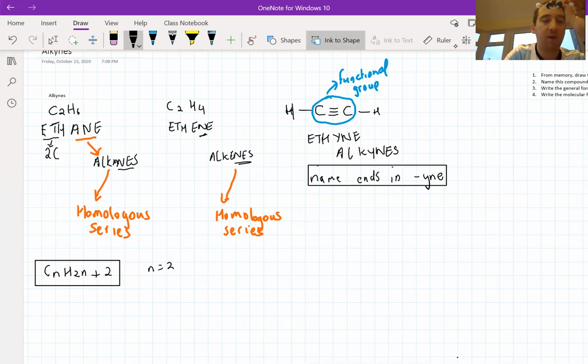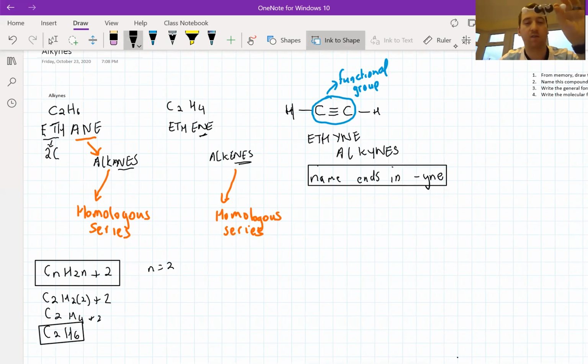So if we let N be 2, well, then this is C2 and it's H2 times 2 plus 2. That's going to give me C2H4 plus 2. And that gives me the overall formula, C2H6. So that was how I would work out the formula for an alkane with 2 carbons.